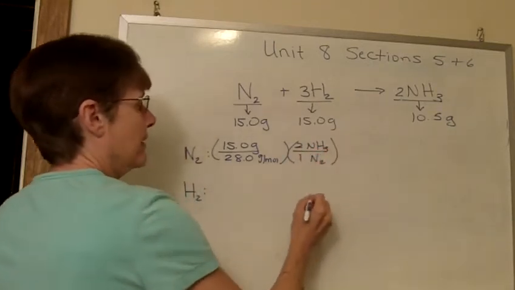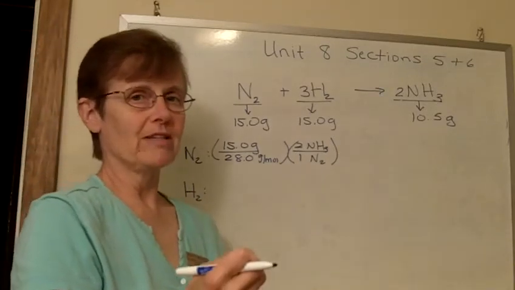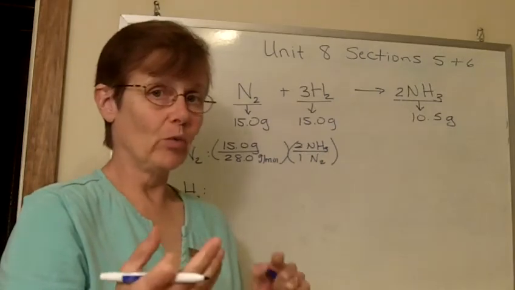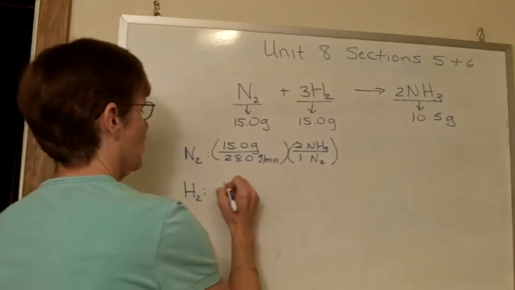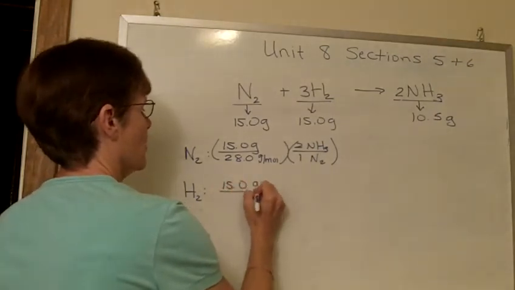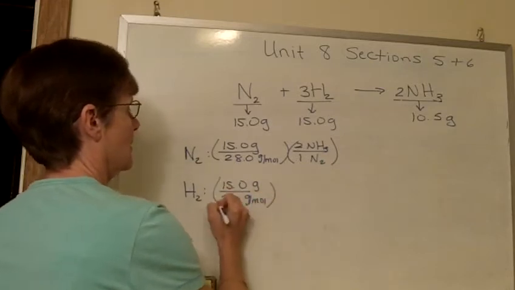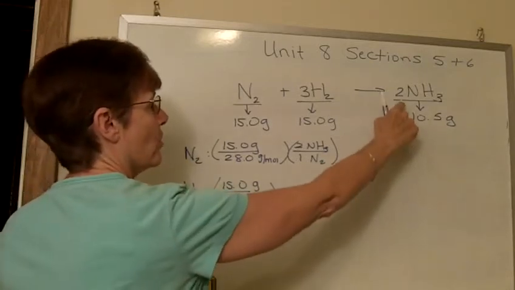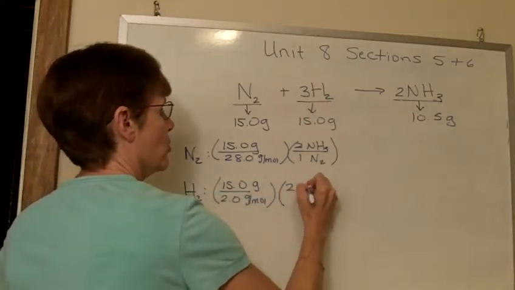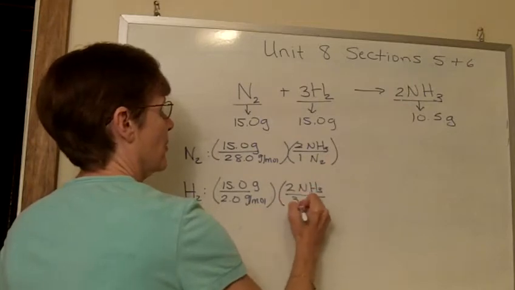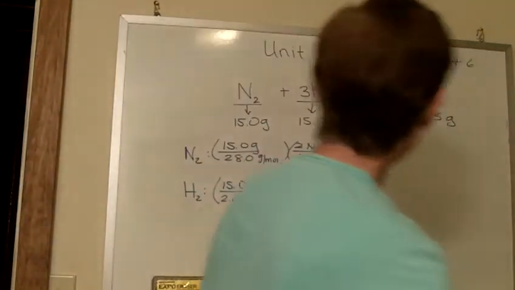We'll do that. And then I'm actually going to stop there and calculate moles, because that's really as far as we have to go to figure out which one of these things is going to run out first. Okay, hydrogen, we've got 15 grams again. And this one has a much smaller molar mass. And then we have a ratio of 2 ammonias for every 3 hydrogens. So we can make 2 ammonias for every 3 hydrogens. All right, let's do the math here, and then we'll talk about what it means.